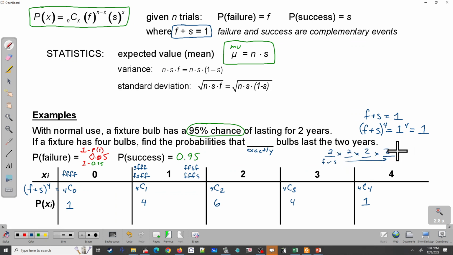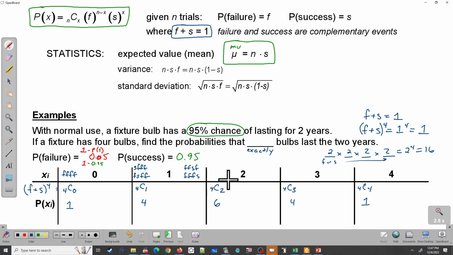So that means I would have 2 to the 4th, or 16 different possible ways of having the bulbs play themselves out. And so I already got 5 of them here. Here's where I'm going to get the other 11.